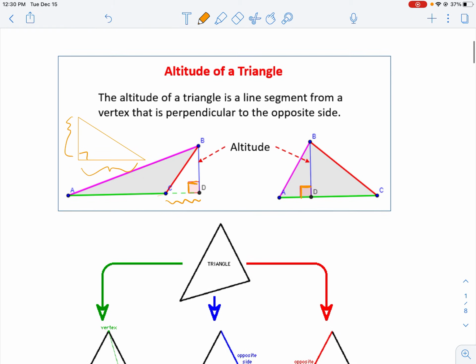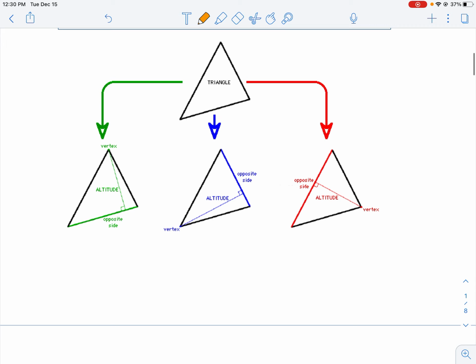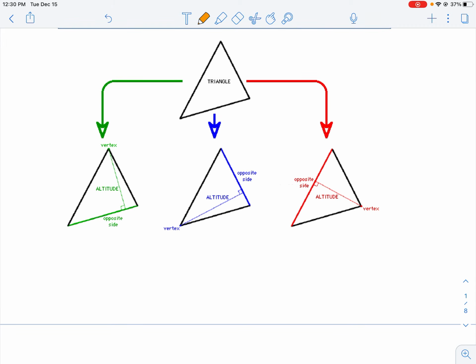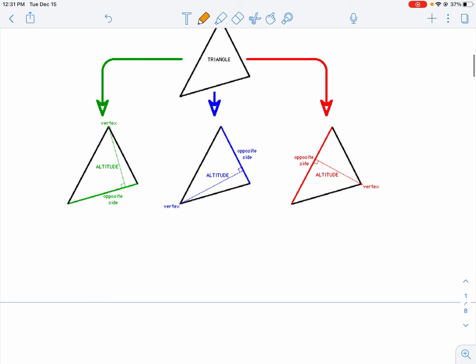Okay, so let's continue on here. So again, your altitude can also be measured from any vertex, really. Typically you try to decide which vertex would be the easiest, but you can use any vertex you would like. But as you can see in all three of these cases, that vertex down to that other side always creates a 90-degree angle, letting us know that those two lines are perpendicular.